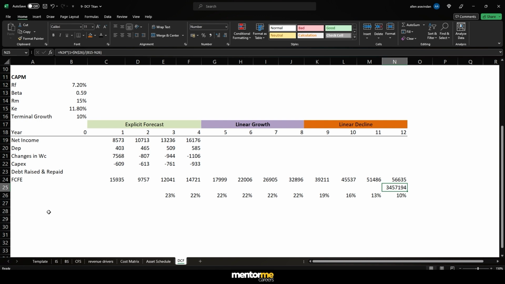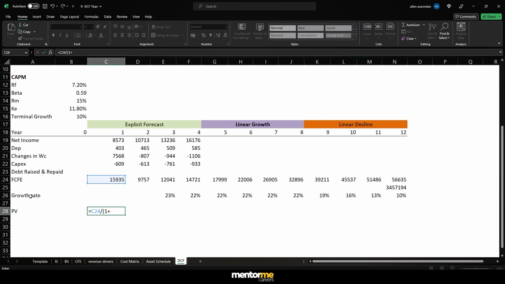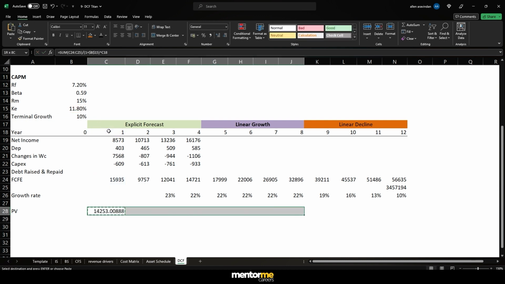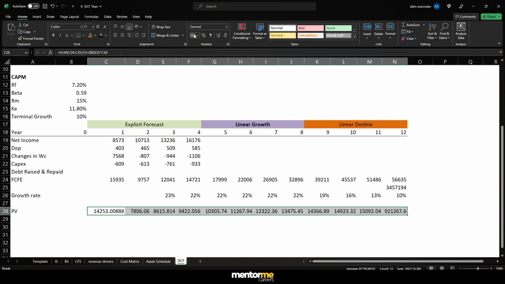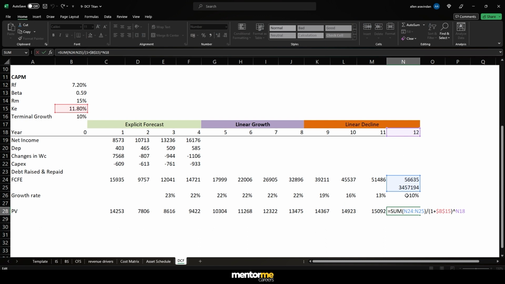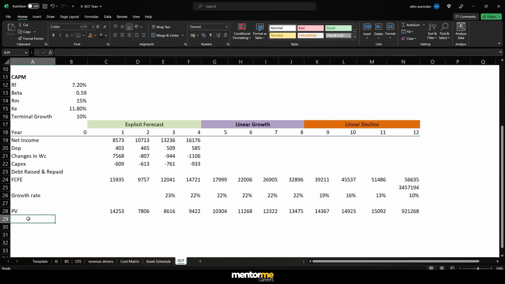But all of these values have to be found in present terms, so let's write present value. Now let's divide the cash flow, and in fact we can sum this all together, by 1 plus cost of equity raised to the number of years that you want to find out. Okay, that seems fine.